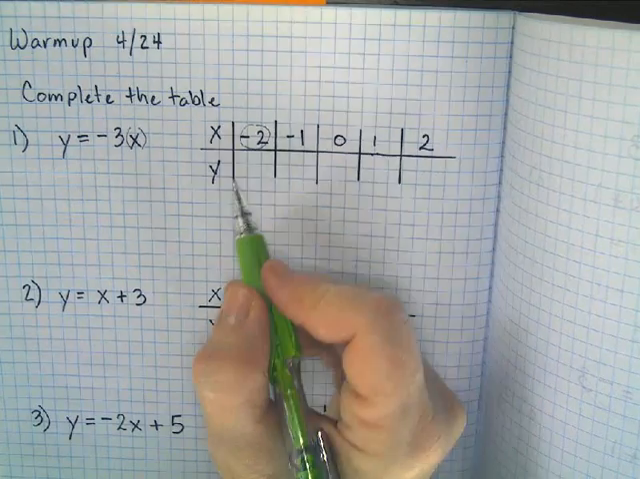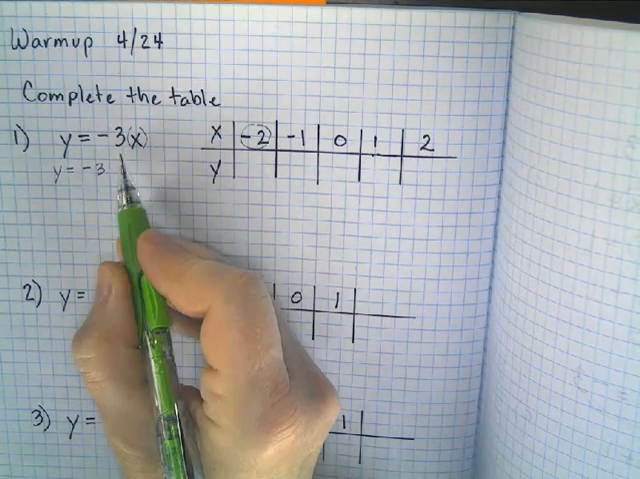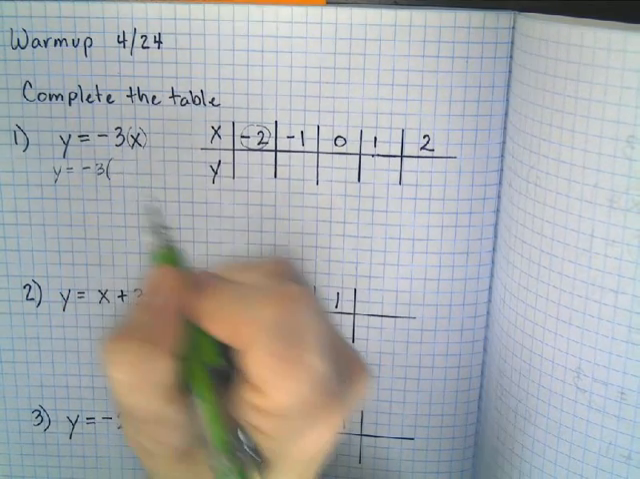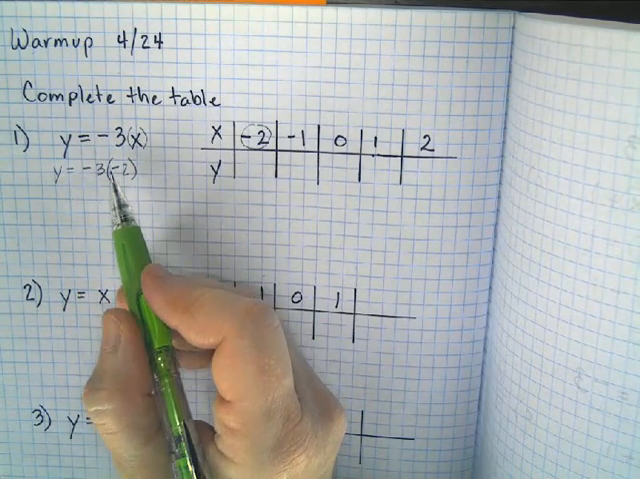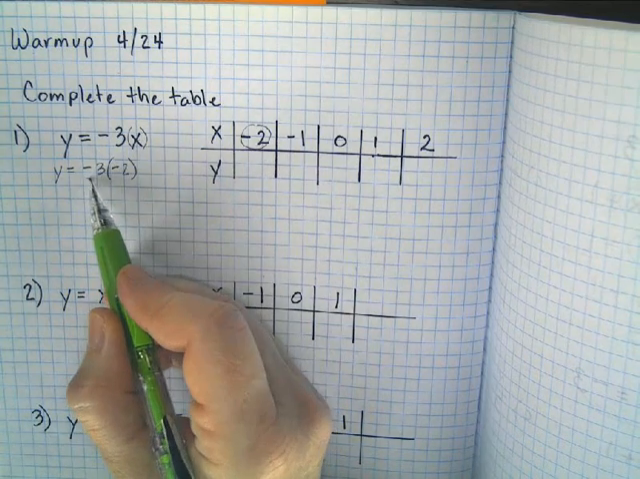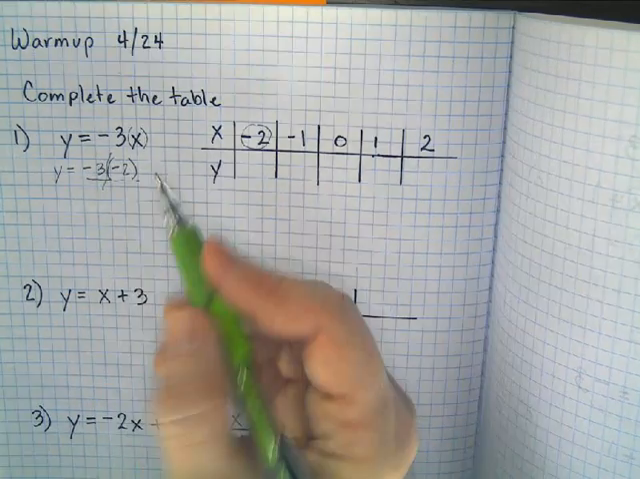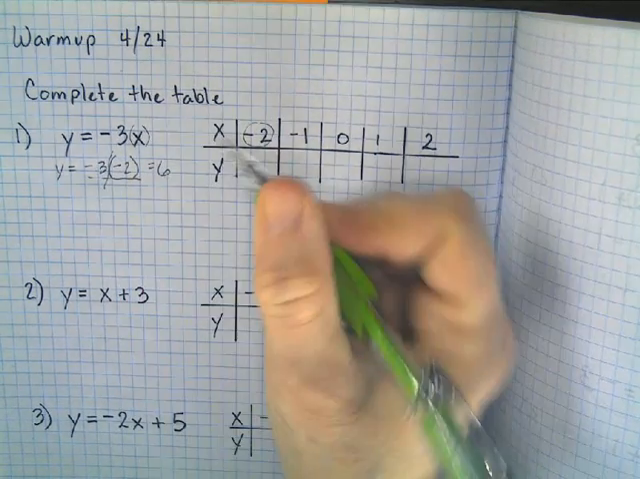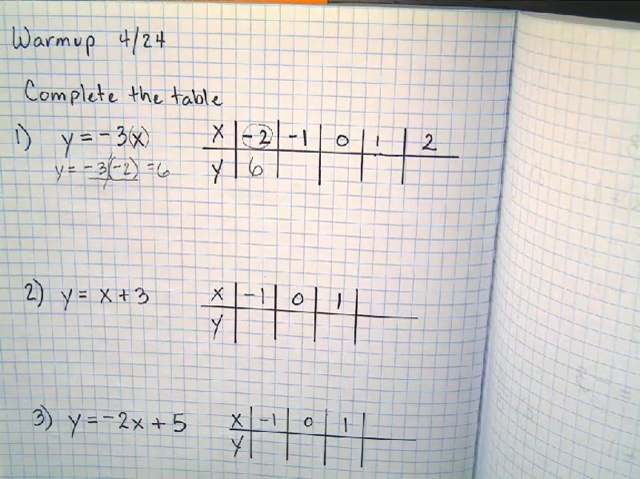So my first one, y equals -3, parentheses, -2. And this is multiply. When the number is next to the letter, it means multiply. So -3 times -2, a negative times a negative is a positive. So y is 6. Then I fill in my table. Then I do the next one.